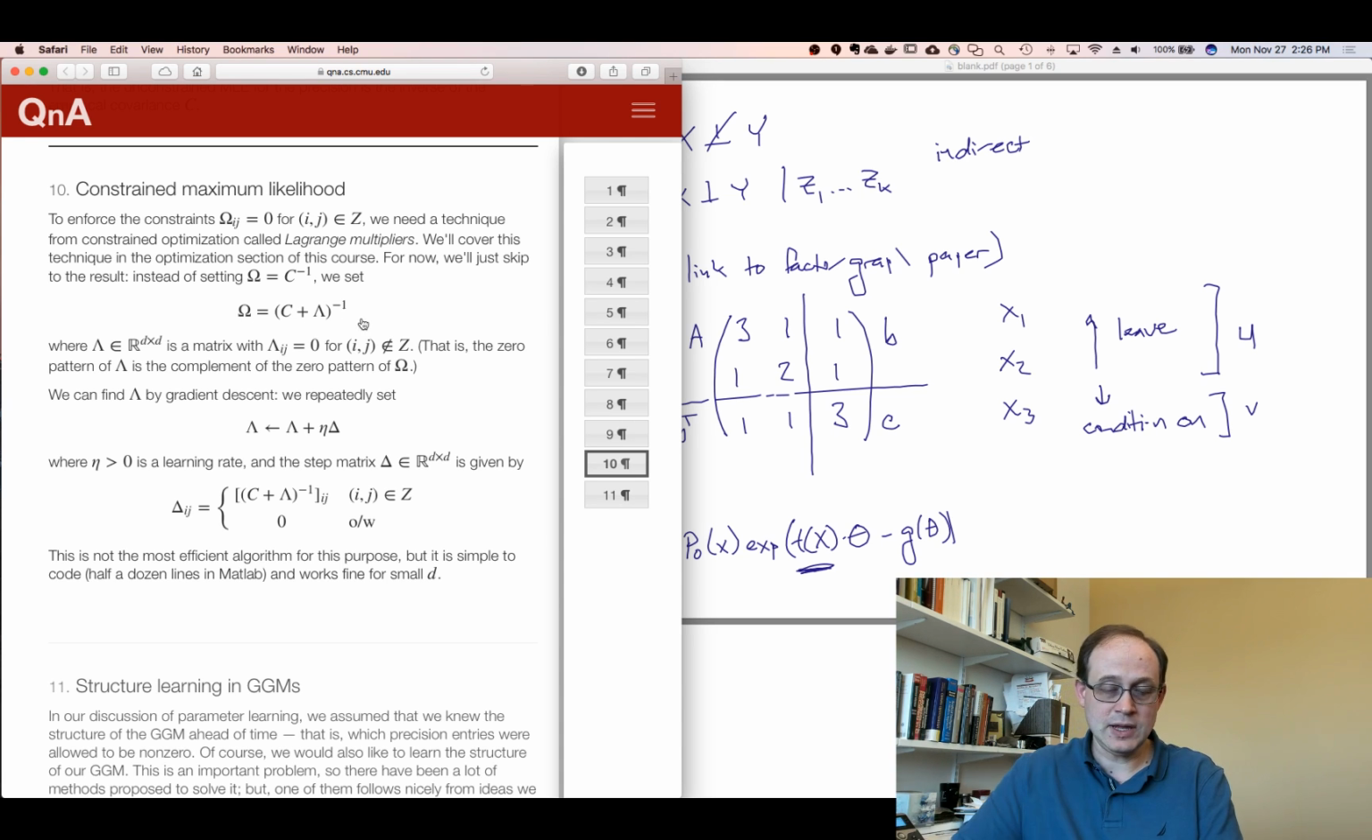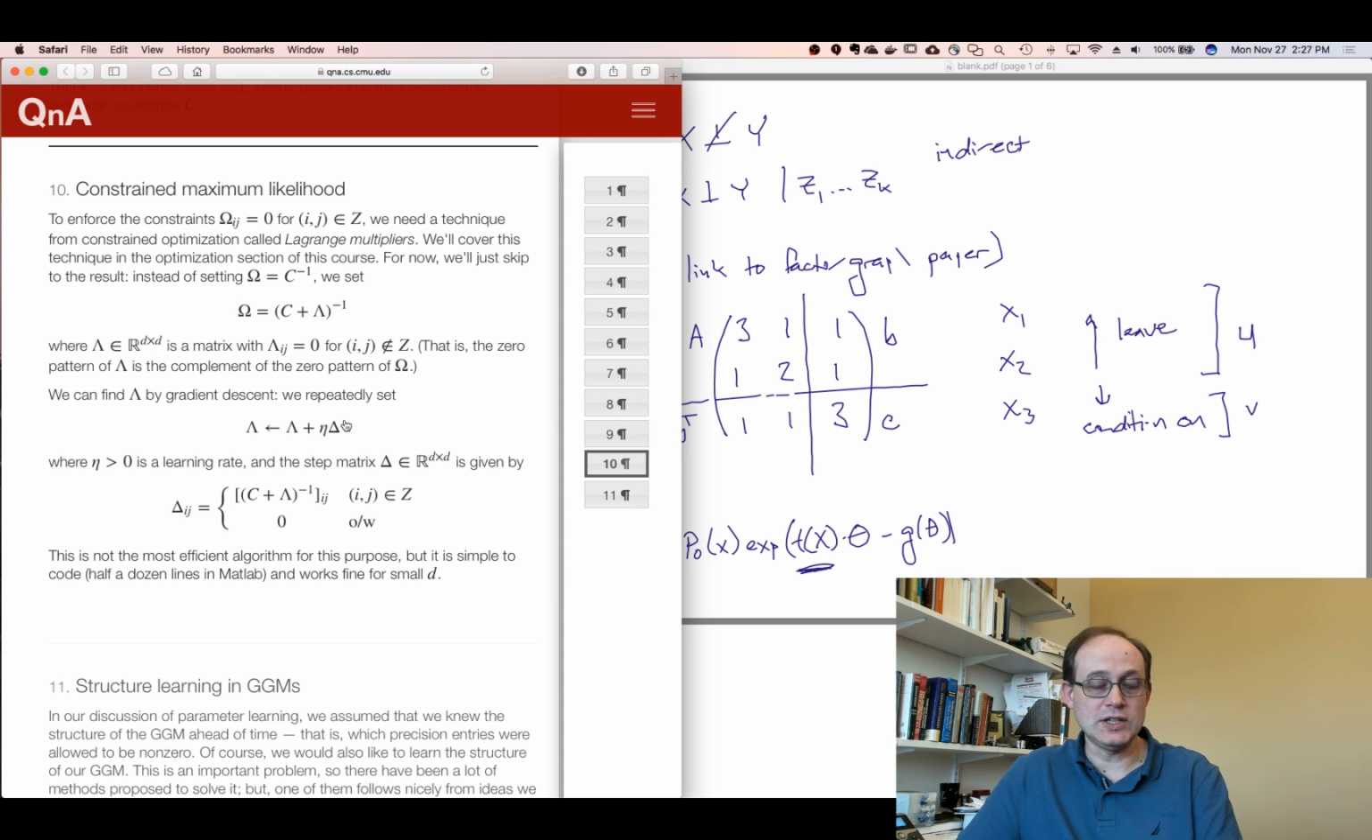Okay, and then what we want to do is set lambda in a particular way, and the answer is going to be that omega is, instead of c inverse, c plus lambda inverse. And the way we want to set lambda is to make omega have the desired sparsity structure, right? So we want to change the elements of lambda in such a way that when we add it to c and take the inverse, we get the correct zeros in omega.